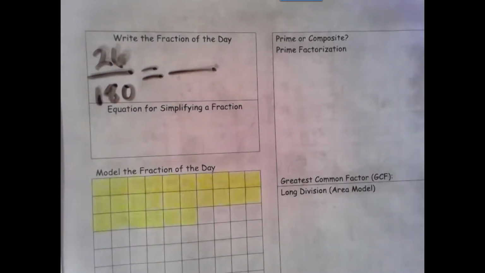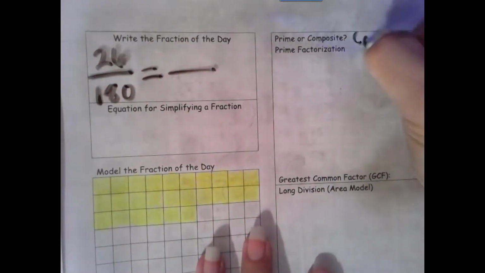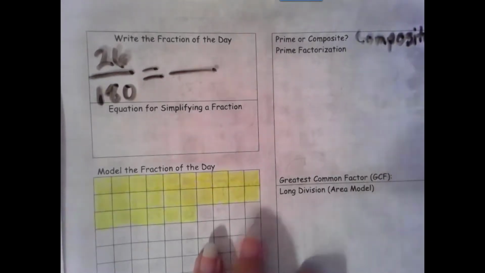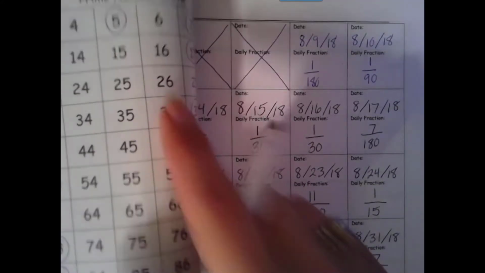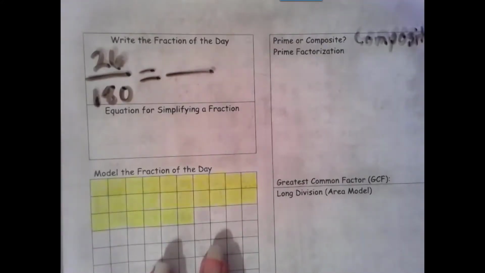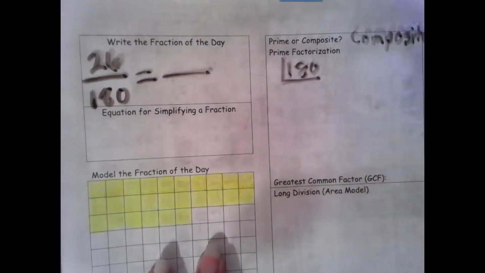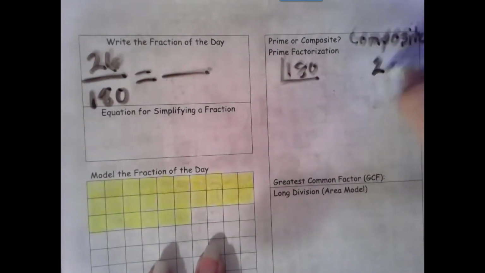Well, 26 is even, and the only even number that's prime is 2, so it's going to be composite. If you need to check, you can always look over here, and yes, it is composite. So that means we're going to have to do our prime factorization of both our numerator and our denominator.